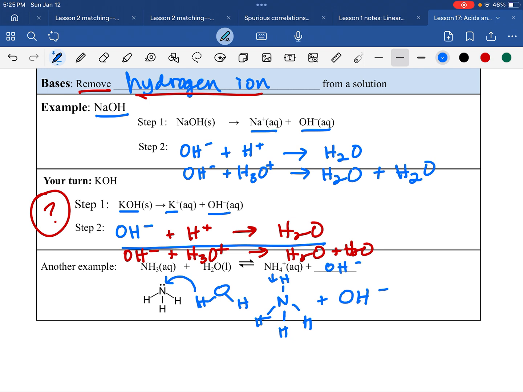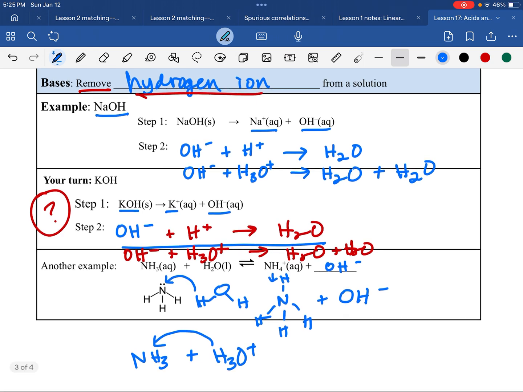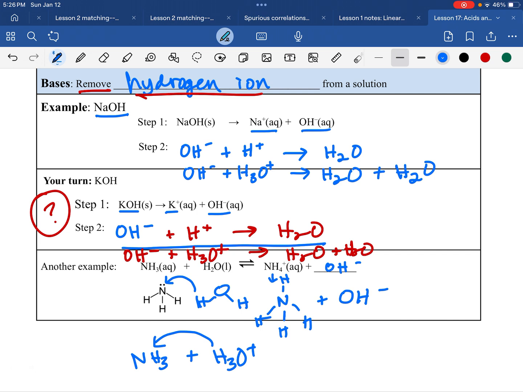And so that is a base because it removed hydrogen ions from a solution, right? It took hydrogen and bonded it, right? We could also write that as NH3 plus hydronium, and then that extra hydrogen goes on there. However we write it, it's still the same effect. It's absorbing hydrogen ions, removing them from solution. Okay, so that is it for this video. We'll do page 2 in the next video.